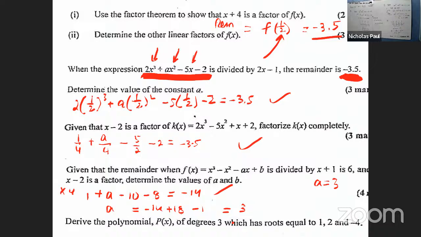Multiplication by 4. So 4 times this is 1. 4 times this is 8. 4 times this, 2 times this is 2. 2 times minus 5 is minus 10. 4 times minus 2 is minus 8. 4 times minus 3.5 is minus 14. Okay, so we get used to working with fractions.